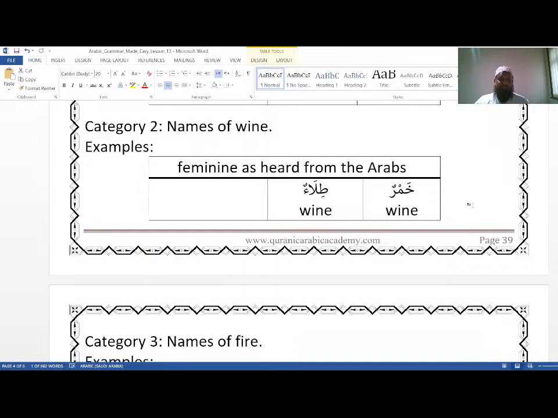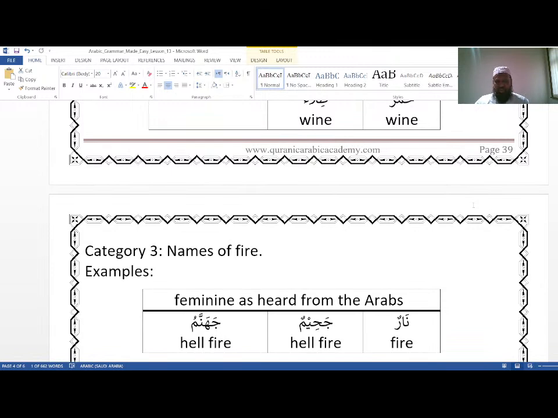Number three, names of fire. Again, do we have different fire names? Arabs, yes. For example, narun, normal fire. Jahimun, hellfire. Jahannamu, again, hellfire. So all these three isms are used in the Quran. When you read the Quran, look at the word narun, you'll see it is used as feminine. When you see jahimun, used as feminine. Jahannamu, used as feminine.